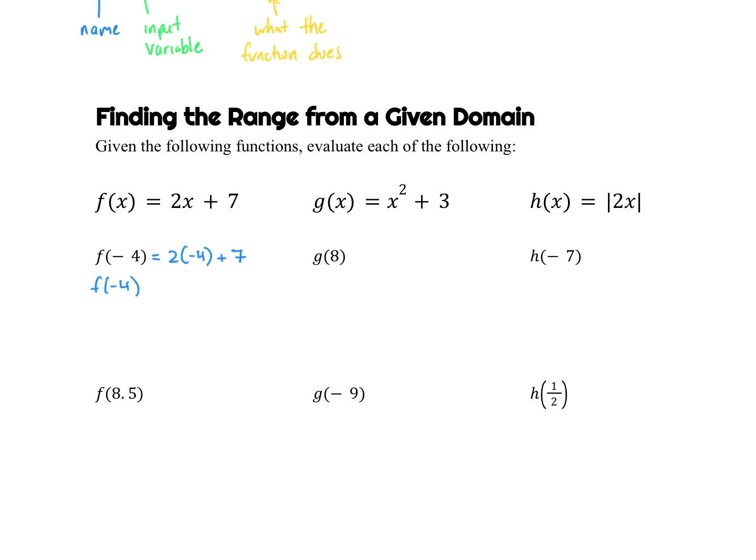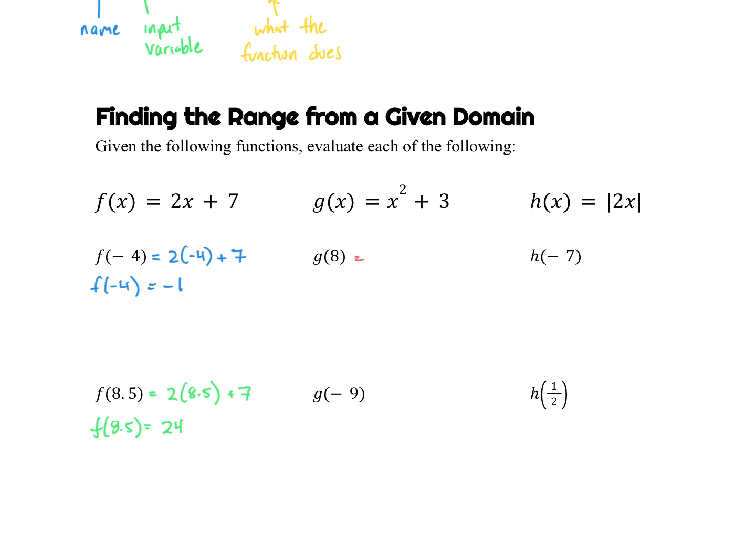So f of negative 4 is 2 times negative 4 is negative 8. Negative 8 plus 7 is negative 1. So f of negative 4 would be negative 1. F of 8.5 would be 2 times 8.5 plus 7. So f of 8.5 is 8.5 times 2 is 17. 17 plus 7 is 24. So when the input is 8.5, the output is 24. And so on and so forth throughout here.